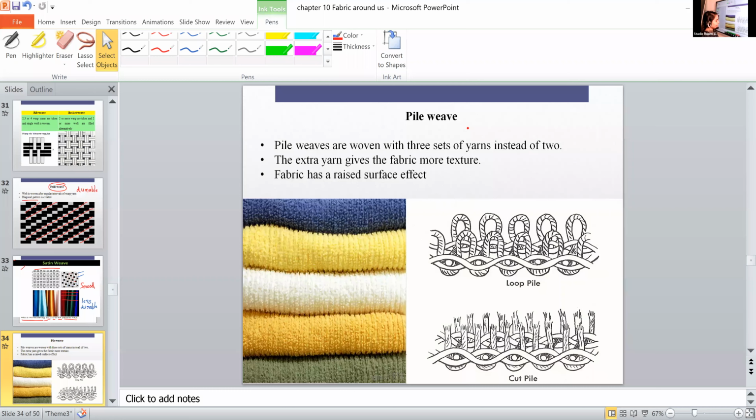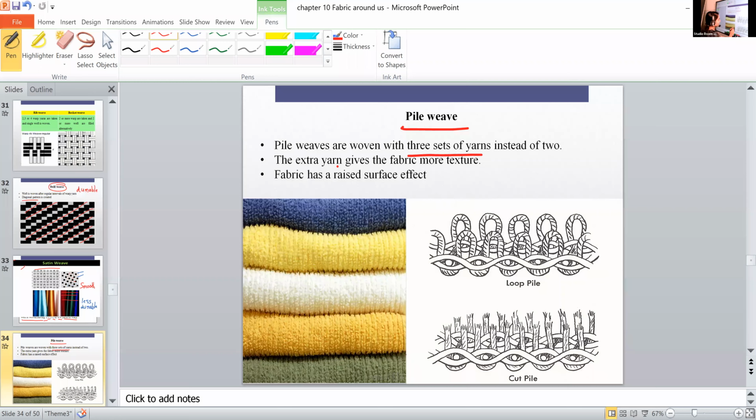What is a pile weave? An extra set of yarns. It is made up of three yarns. Usually the weaving is done by weft and warp yarns, right? In pile weave, we insert or add one more yarn to this weave. An extra yarn is included with the weft and warp yarns.